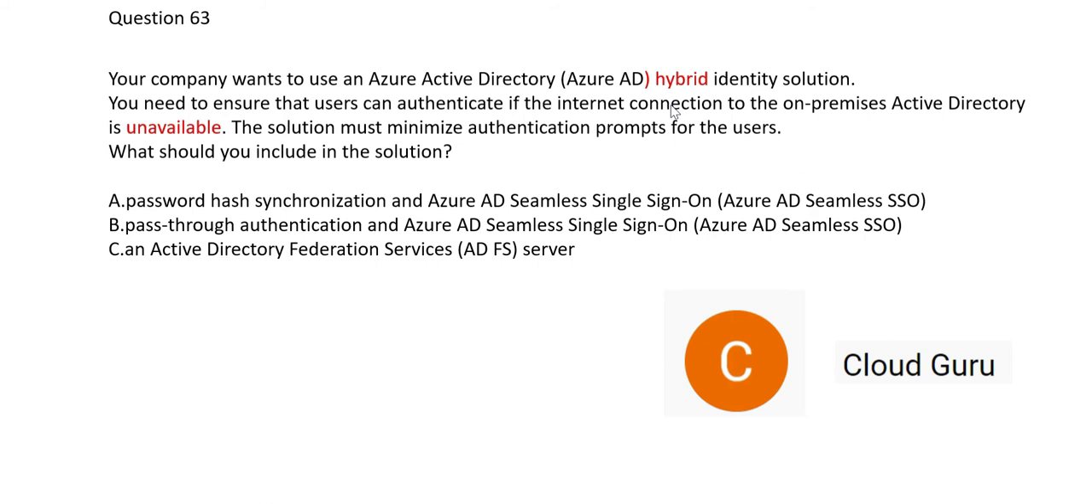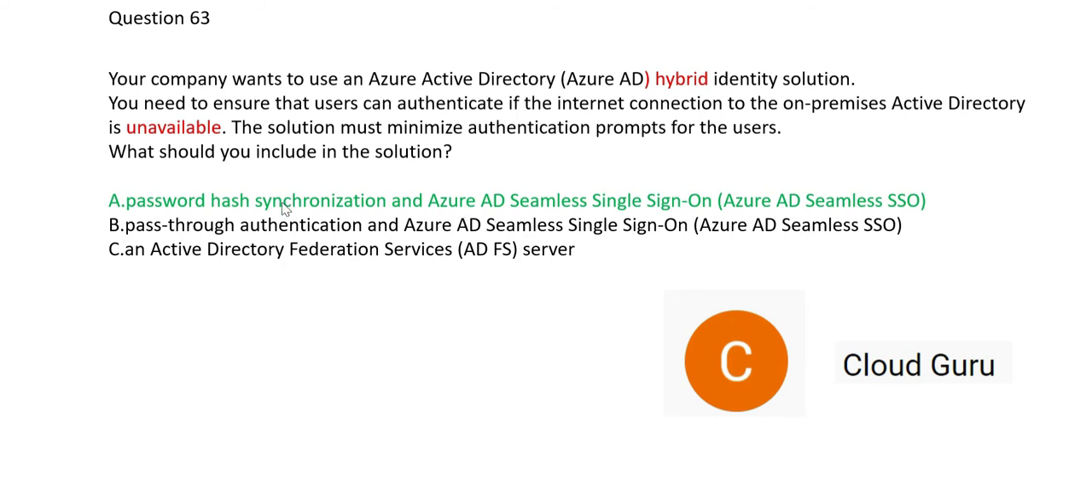Now you want the authentication to work seamlessly. So it's pretty evident that if on premises cannot be reached, then the authentication has to happen by Azure AD, not on-premise AD, because on-premise AD cannot do anything because internet is not there. Then the authentication should happen by Azure AD. So out of these options, for me, the first option is correct.